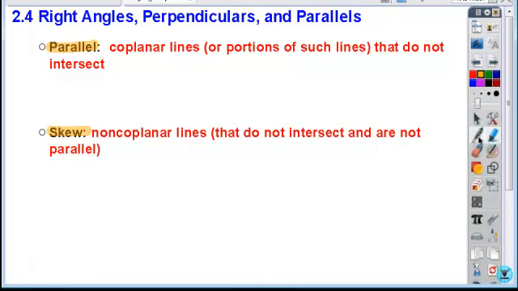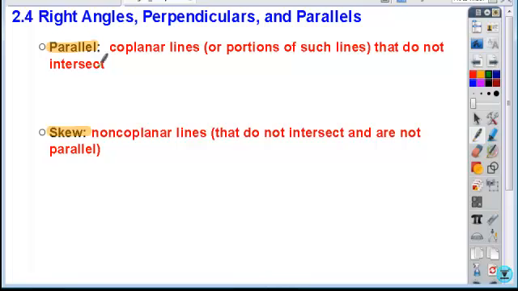And the difference between parallel and skew. When you're dealing with lines or elements that are parallel or skew, they can't be both. And this is like coplanar and non-coplanar, which is part of the definitions too. You can't have something that's both parallel and skew. It's one or the other, or neither.